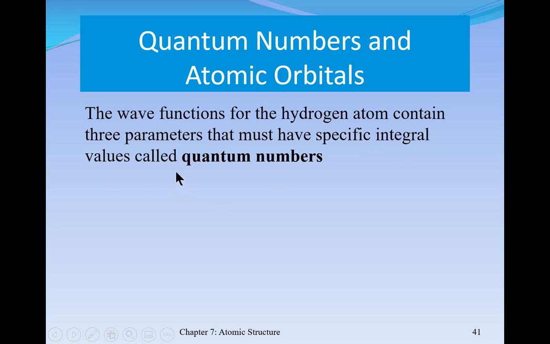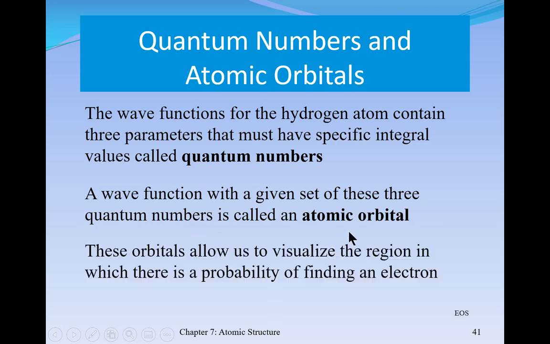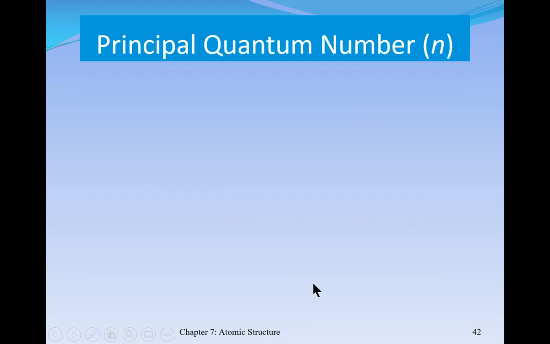But there are certain rules that we have to look at and obey in order to determine what these quantum numbers are. Now, any wave function with a given set of these quantum numbers, we call that an atomic orbital, all right? And these orbitals basically occupy three-dimensional space and give a picture of the region in which the probability of finding an electron is very high. And when I say high, I mean above 90%, all right?